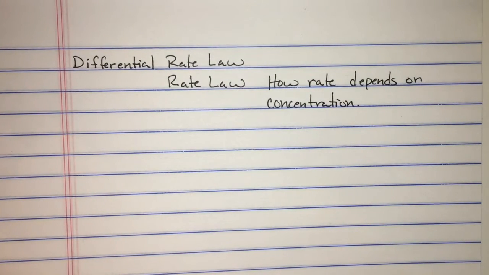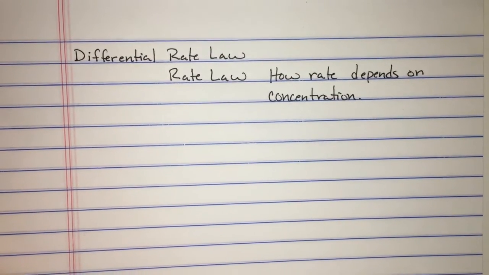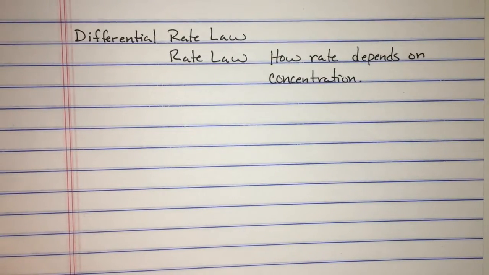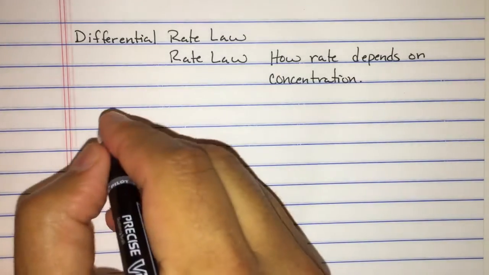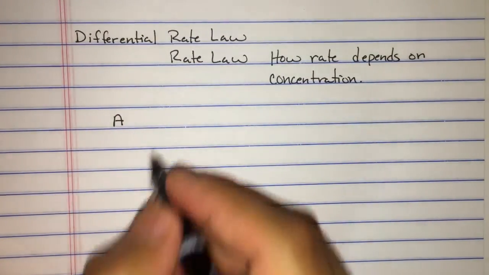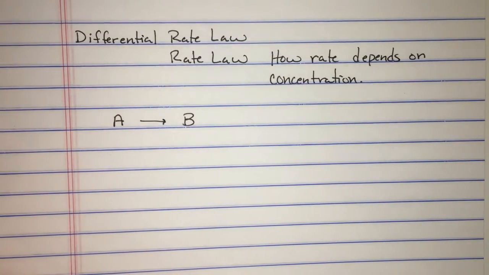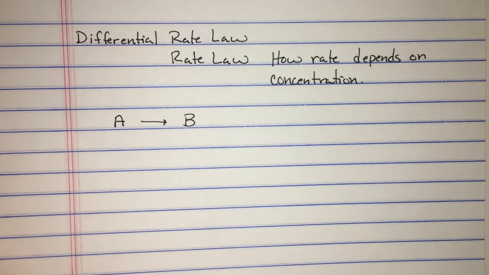And so what we want to do is we want to be able to describe the rate of a reaction based on the initial concentrations. Before we get there, let's talk about how to write the rate law. So let's start with a very simple generic equation. Let's say we have reactant A, and it reacts to produce B, something like that.